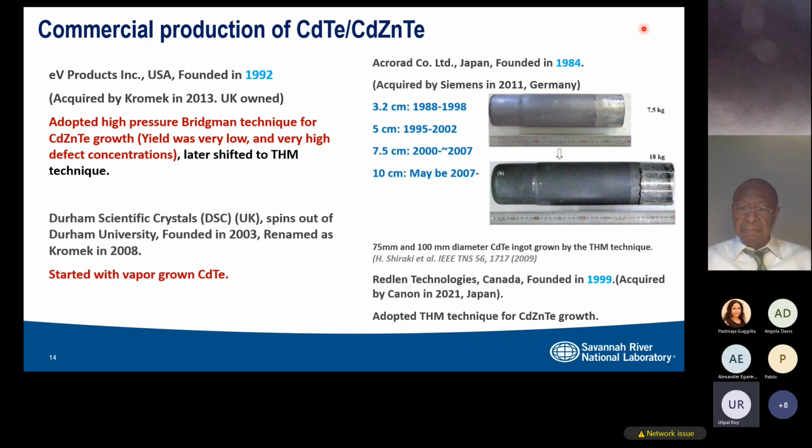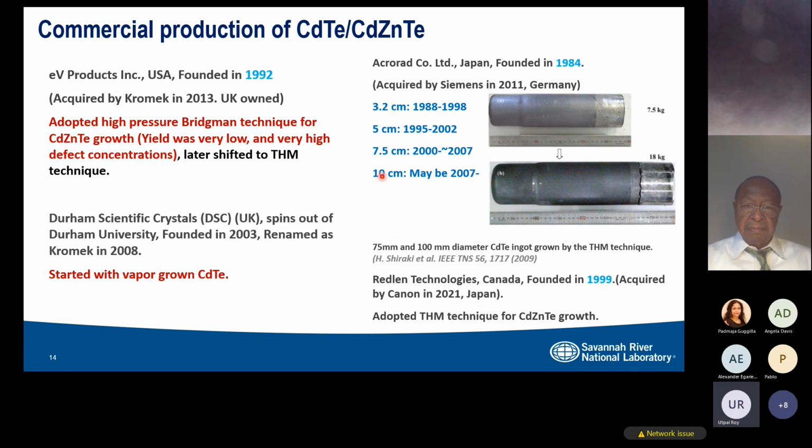Now, how did it start? In 1984, it started with 3.2 centimeter diameter. These are all grown by THM. They stayed at 3.2 centimeter diameter from 1988 to 1998. So think about the timeline: 10 years, they were stuck at 3.2 centimeter. From 1995 to 2002, they started growing 5 centimeter diameter ingots. From 2000 to 2007, they were growing 7.5 centimeter, and from 2007 onwards, till now, they are growing 10 centimeter, that is 4-inch diameter ingots.